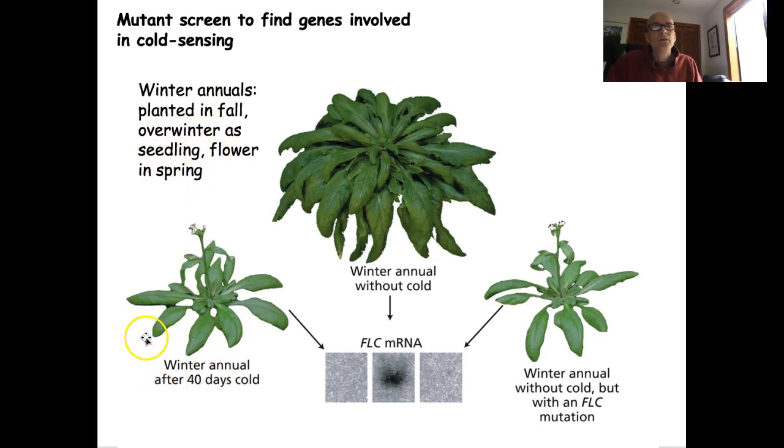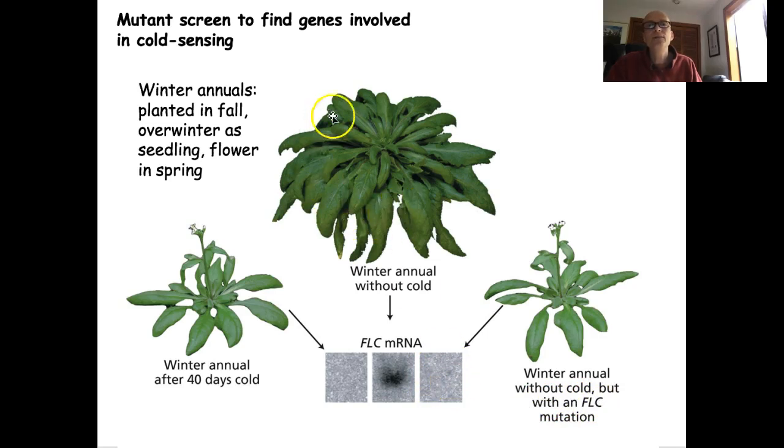In a winter annual, after 40 days of cold, with this particular gene that was found from the mutant screen, called flowering locus C, you can see that this winter annual, after 40 days of cold treatment, does not express this FLC gene, the flowering locus C gene. No mRNA here. Here's the mutant, a winter annual without cold, but with an FLC mutation, which also doesn't have FLC transcription.